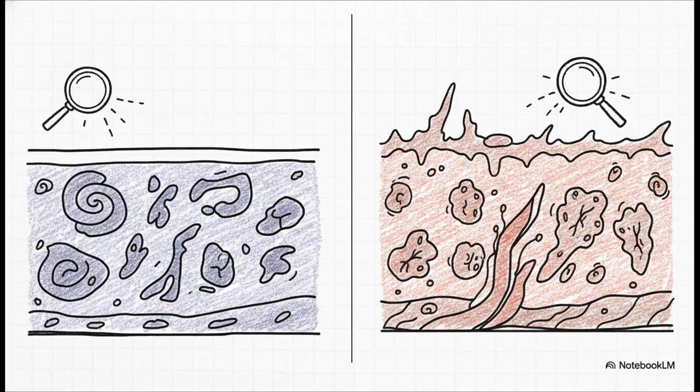If the surface is totally smooth and normal, like it feels exactly like the surrounding skin, the pathology is usually hiding deep down in the dermis. But if you encounter an abnormal surface, something scaly, crusty, or maybe with warty projections, that tells you immediately that the epidermis is affected.